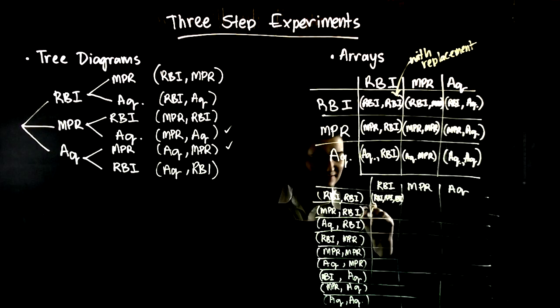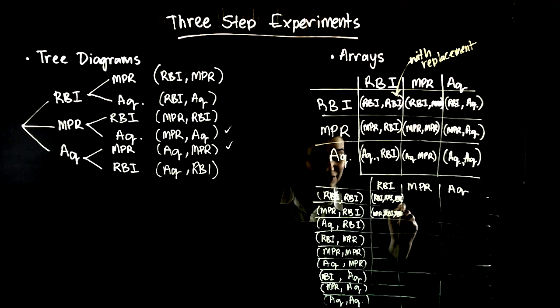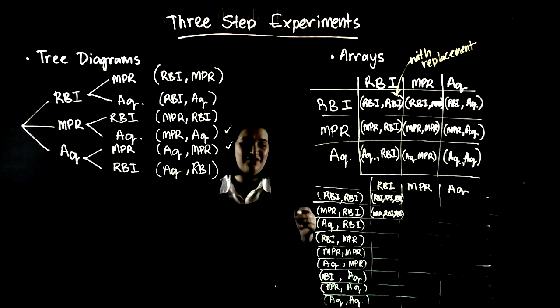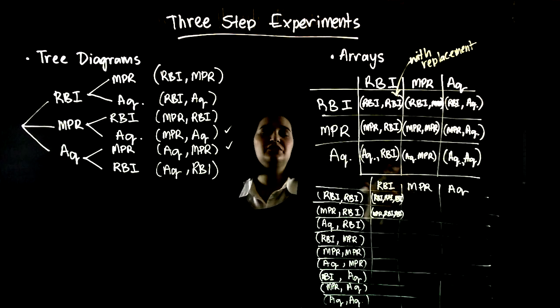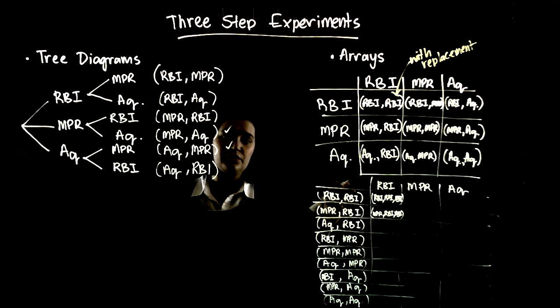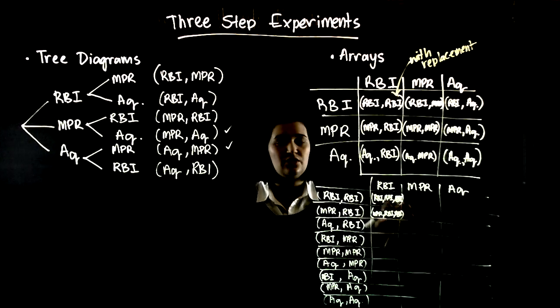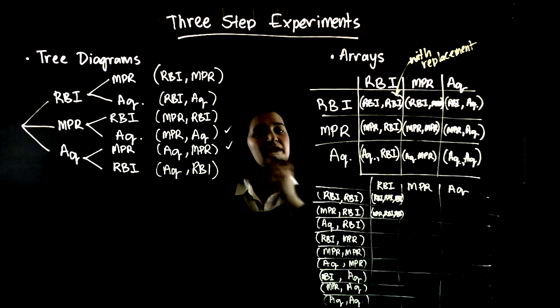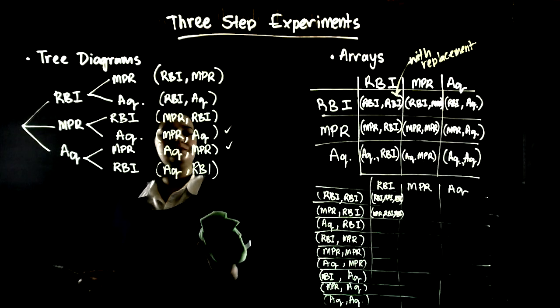Next one. I'm not going to finish this, right? It's going to take forever, it's a bit ridiculous. We don't use arrays to represent anything more than a 2-step experiment. It's just not the quickest way. Much quicker to use a tree diagram.